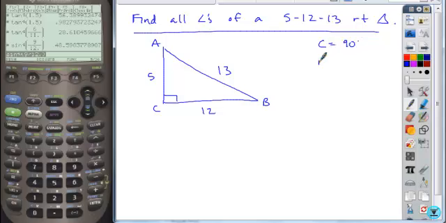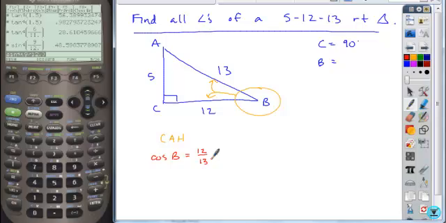How can we find angle B? With respect to B, we know all three sides, so you can pick any trig ratio you want. Let's say we pick the adjacent side, 12, and the hypotenuse, 13. Which trig ratio relates adjacent and hypotenuse? Cosine, right? So we can set up our ratio. The cosine of B is equal to the adjacent, 12, over the hypotenuse, 13.